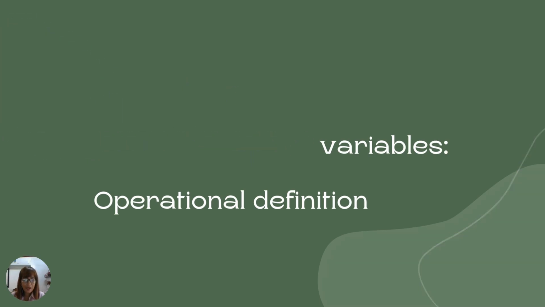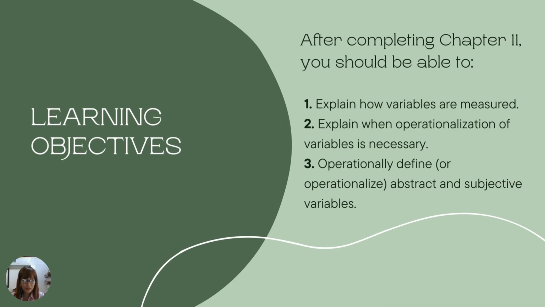So today we have objectives. At the end of this chapter, we should be able to explain how variables are measured, explain when operationalization of variables is necessary, and operationally define or operationalize abstract and subjective variables.